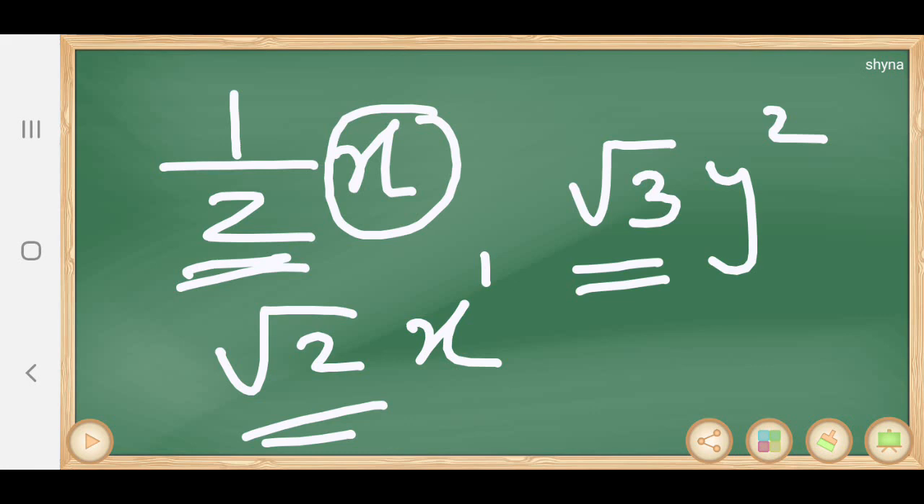Write that also, dear children. Examples: 1 by 2x, root 2x, root 3y square. The root symbol is only for 2 and 3, not for x and y. While writing root 2x and root 3y square, x and y are not inside the root symbol.